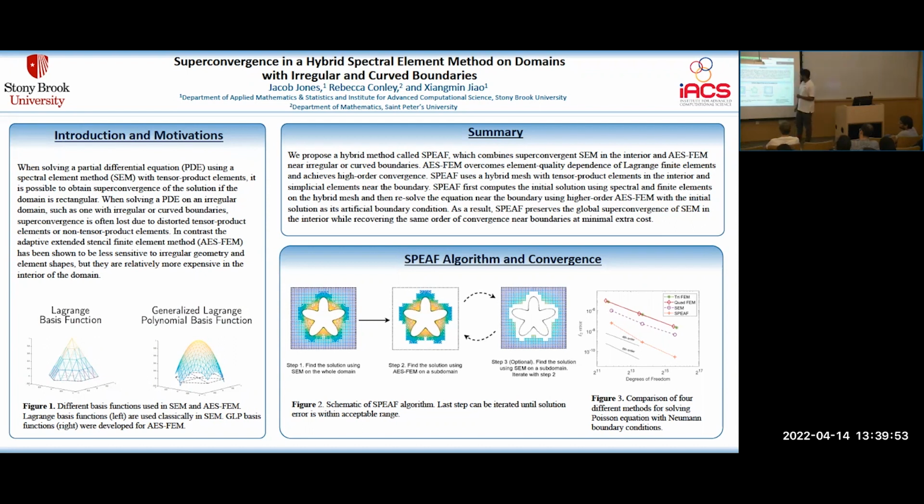What we find when we do this is that SPEEF preserves the global superconvergence of SEM in the interior while recovering the same order of convergence near boundaries at minimal extra cost. The reason it's minimal extra cost is because to form the stiffness matrix in 2D, it requires O(N squared) quadratic complexity. But because ACEPM is only working near the boundary, really just in a distance from the boundary, it's a linear complexity comparison. And that's pretty much it.